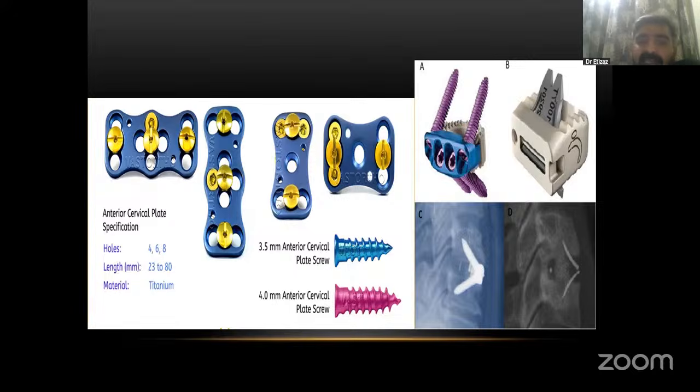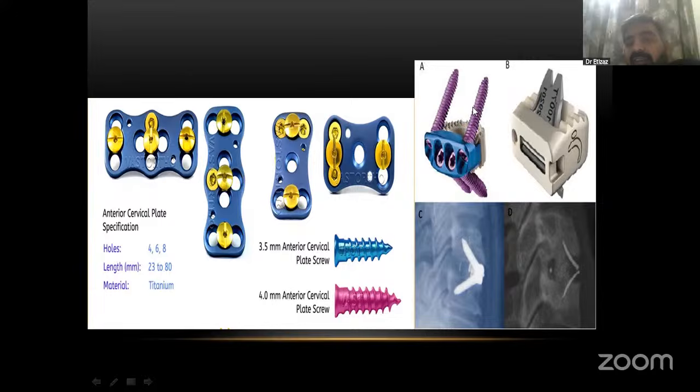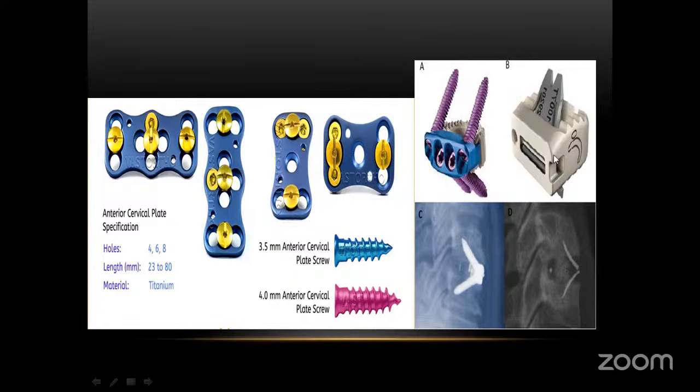These are the materials that are used. One is the plate. So how many types of plates are there? These are the anterior cervical plates. Can you see this one? And what is this one? You have plates, this one. Zero profile. Yes, what are you saying, Dr. Sana? Zero profile cage.